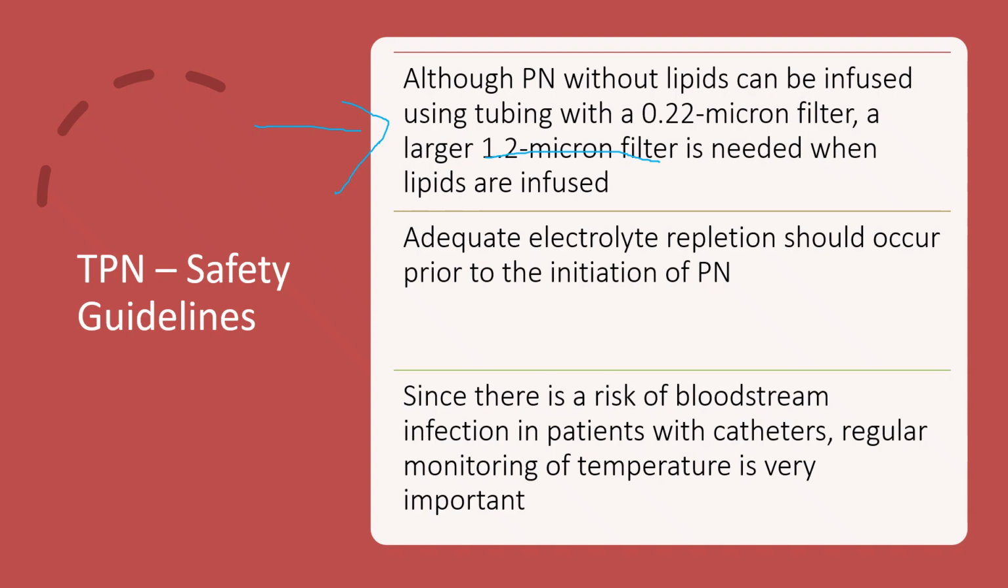You want to ensure that there's adequate electrolyte replacement prior to initiating parenteral nutrition to prevent imbalances. And because there is a risk of bloodstream infections, regularly monitor the temperature of the person who is receiving the TPN.